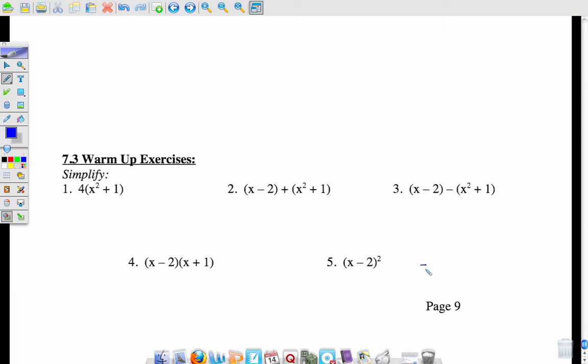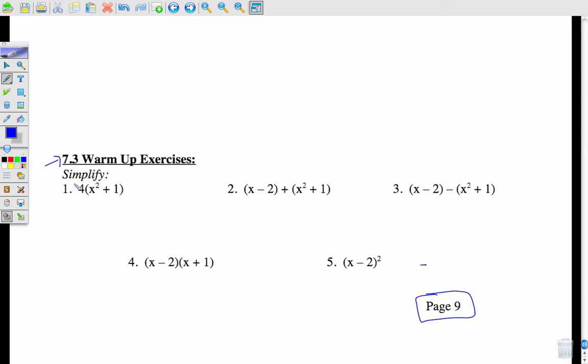All right, welcome back. I'm now on page 9 in your notes, dealing with section 7.3. We're going to take a look at a few warm-up exercises here just to make sure we're all on the same page before we do this. So, I'm going to start with multiplying, adding, subtracting, combining like terms, all that.